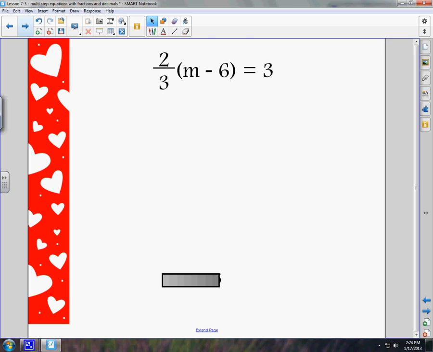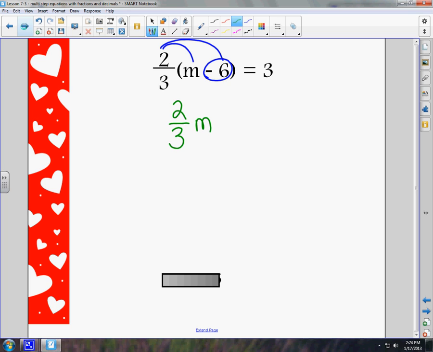All right, this one is a little bit trickier. So I'm going to have to distribute. If you remember from the previous lesson, you have to do the distributive property. So I'm going to do 2/3 times m and 2/3 times negative 6. Remember that negative sign goes with that 6, or minus 6. It's the same thing. So I get 2/3 m. Now I'm going to do 6 times 2/3. 6/1 times 2/3 is 12/3, which equals 4.